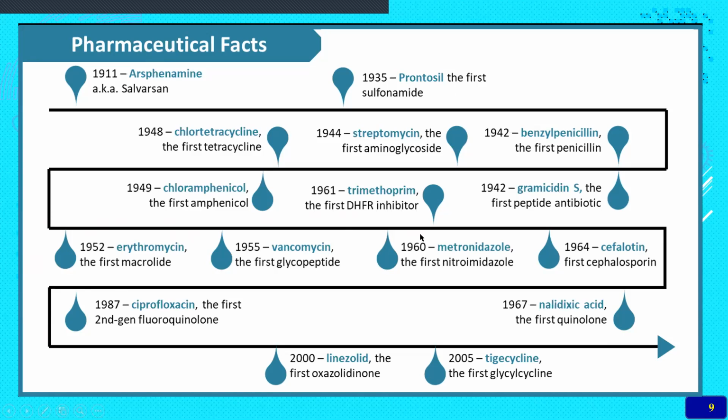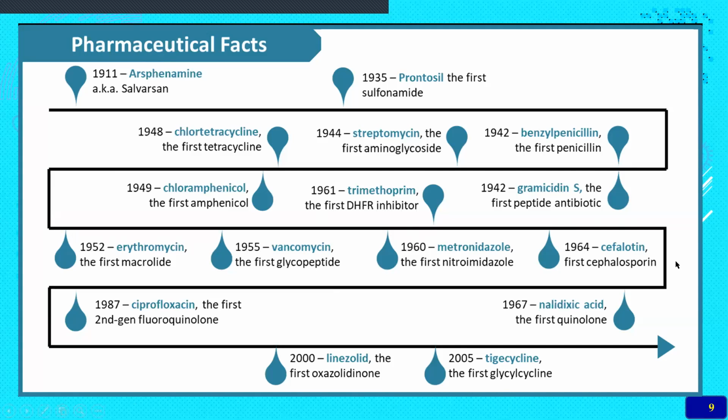Whereas 1952, erythromycin, 1955, vancomycin, then 1960, it's metronidazole, then 1964, cephalothin, that is the cephalosporin, and 1987, ciprofloxacin, the first second-generation fluoroquinolone, was invented. Nalidixic acid was discovered in 1967, before the invention of ciprofloxacin. So this is the pathway of how it has developed.